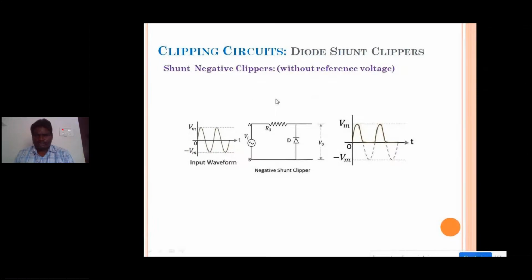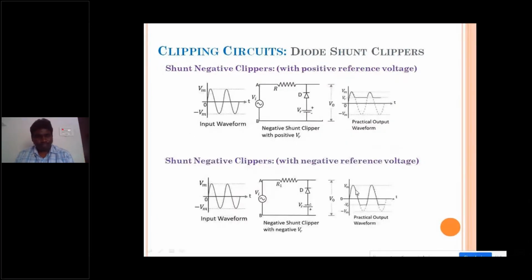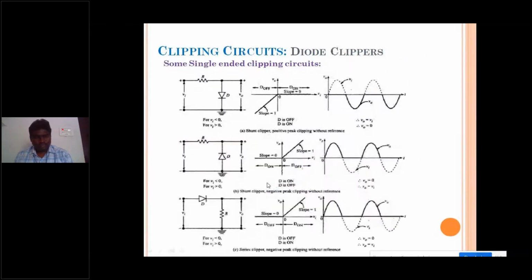Again, shunt negative clippers, negative portion is removed. You can apply and you can understand. Shunt negative clippers again, we can understand. So some examples are given here. You can understand the transfer characteristics, and the output shape is also given. Please concentrate 1 or 2 minutes on this and you can understand.